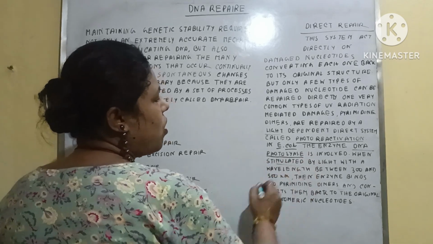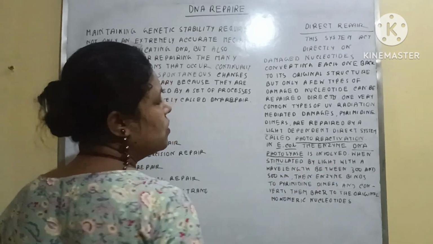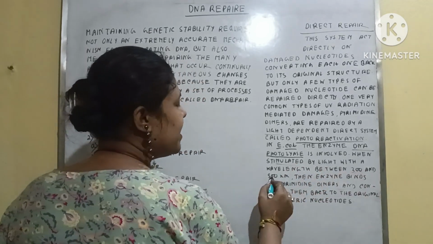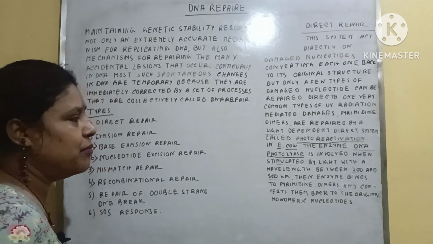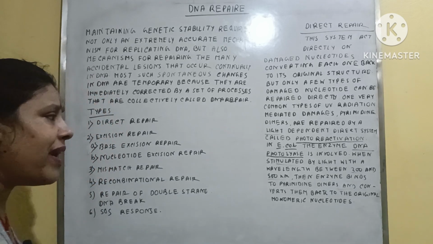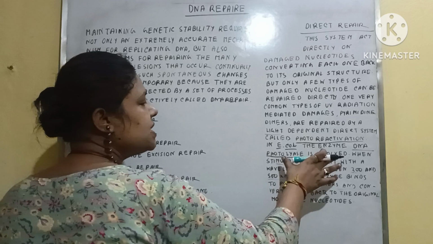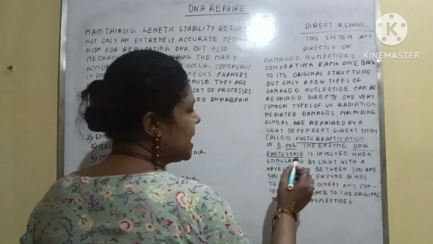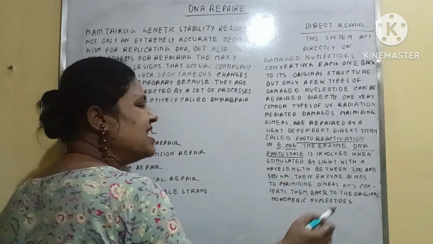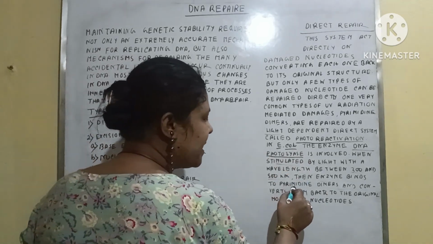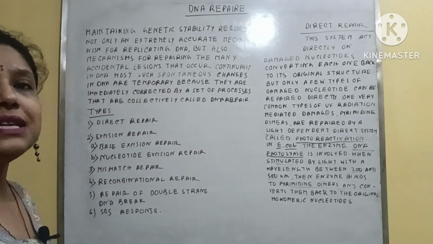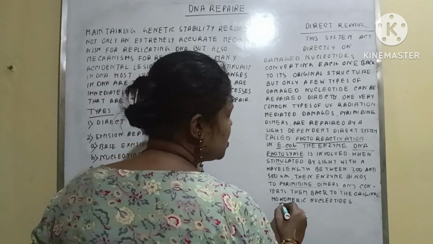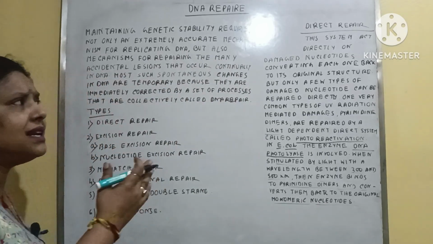The stimulation occurred by light. What wavelength is very important? That is between 300 and 500 nanometers. When the stimulation is happening for the DNA, the enzyme is the DNA photolyase. Immediately this enzyme binds with the pyrimidine dimers which are already damaged and converts them back to their original monomeric nucleotides. This is the direct repair.